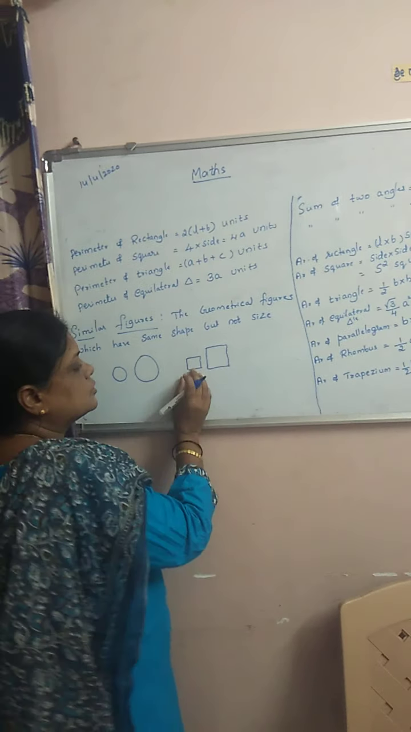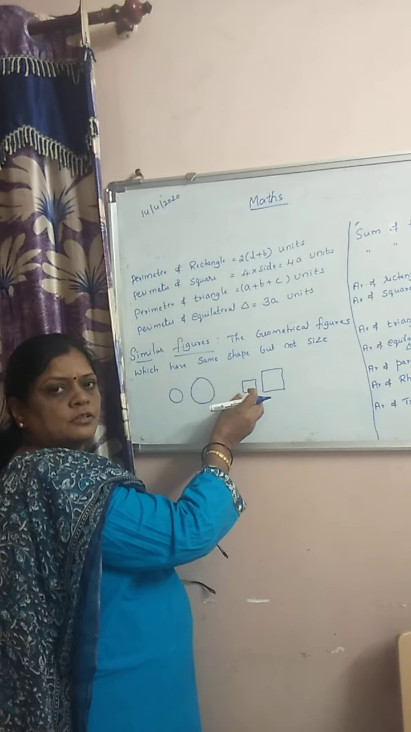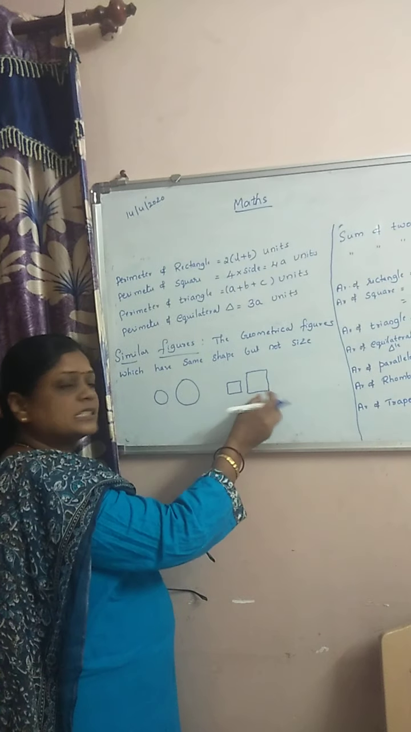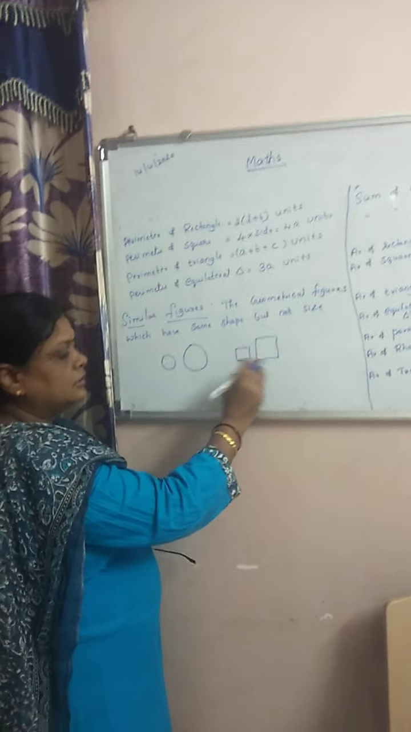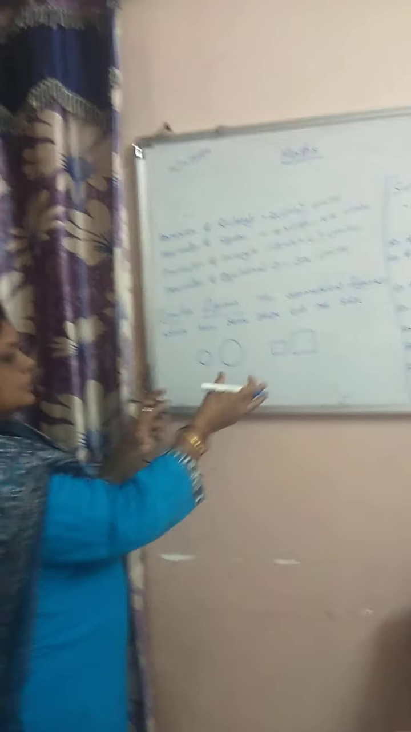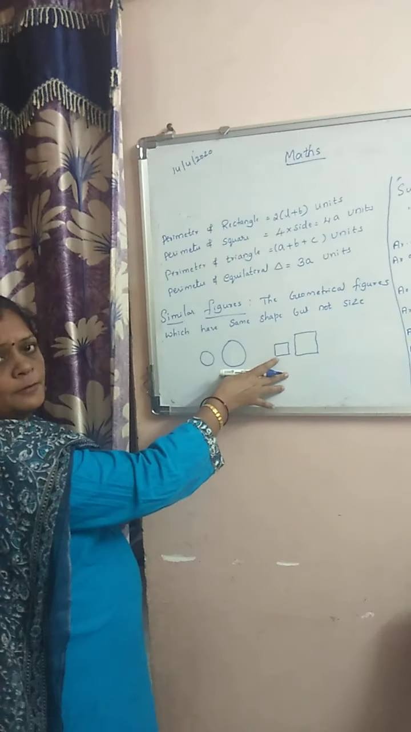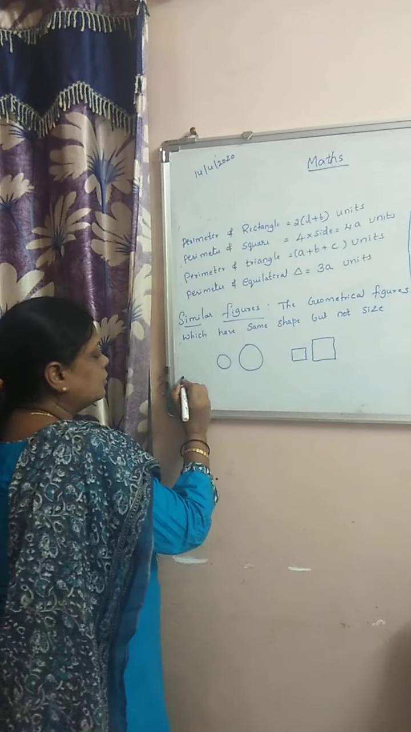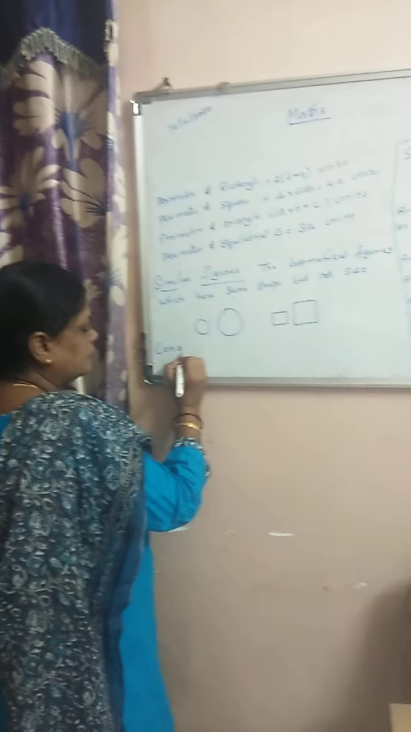Squares. Here also square. It is also in a square shape. This is also a square shape, but the size is different here. They differ in size. This type of figures are called as what? Similar figures. Then comes congruent figures.